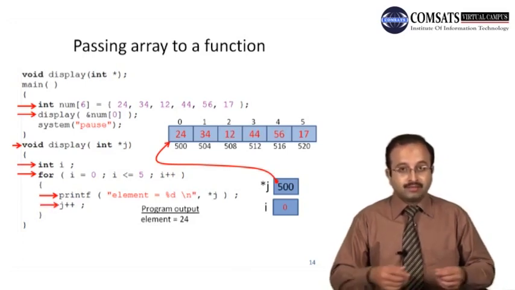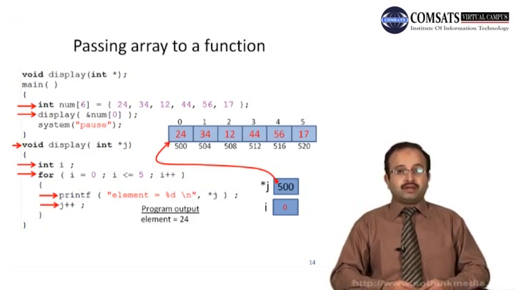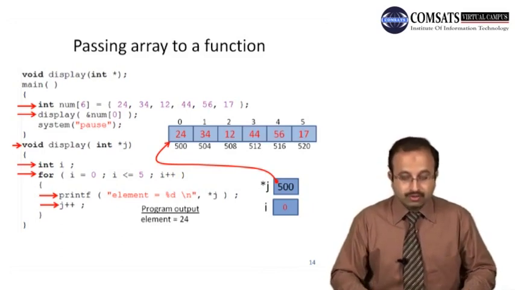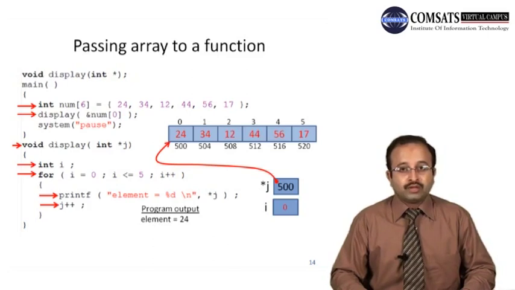So the value of j is incrementing. Since j is a pointer, it's not an ordinary variable. So how much increment will we perform? The increment of 4 bytes will be performed, because when you increment a pointer, it means that it has to point to the next value of the same type.